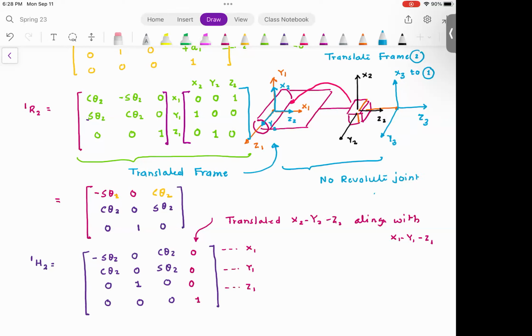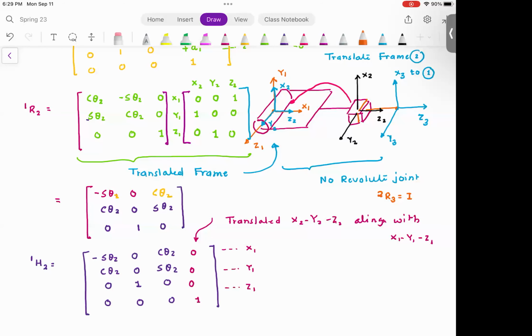Which means the rotation matrix, so I will write this down, something like 2R3, is going to be identity. But the trick here is, even though the rotation matrix may be identity, there is no guarantee that the projection matrix is also identity. Everyone understood this?